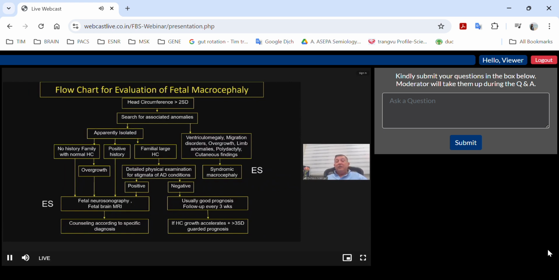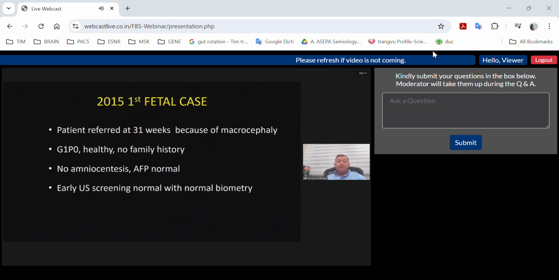We have more and more cases of trio exome. Today we can reach the results of exome in 10 days to 2 weeks. This is a fetal case of 2015.